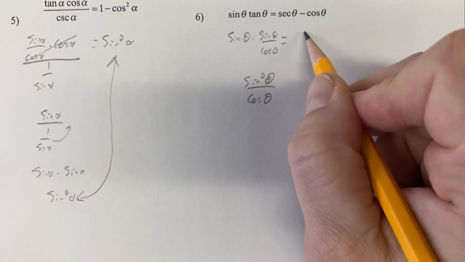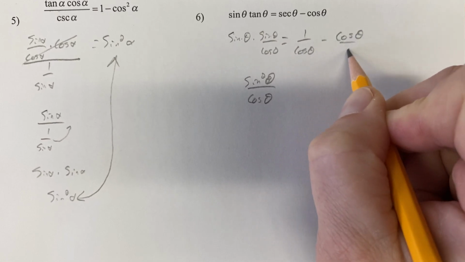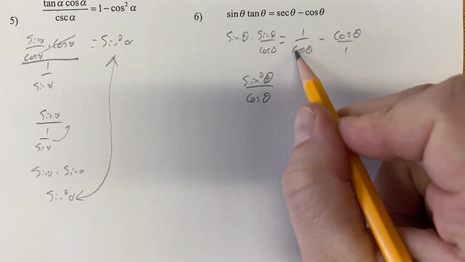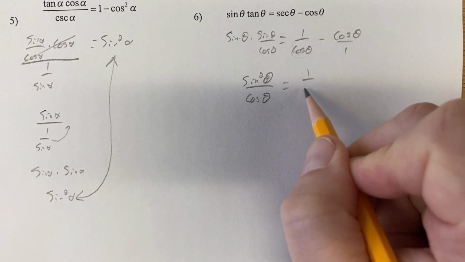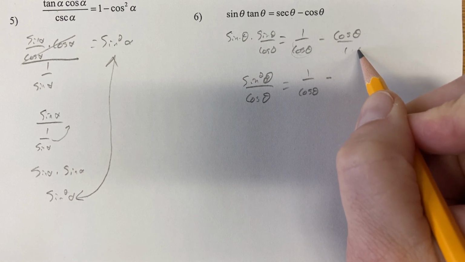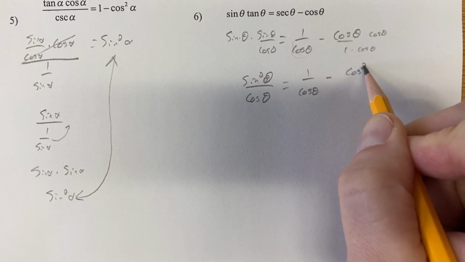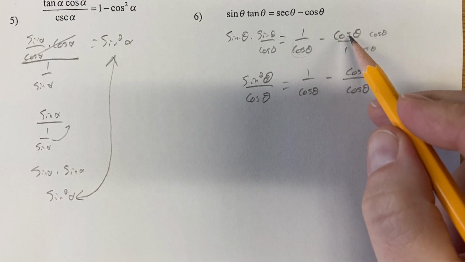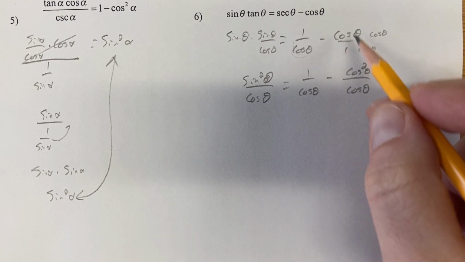So secant is 1 over cosine minus cosine. All right, so you can see we don't have a common denominator, so we need that common denominator, and the common denominator is going to be cosine times 1, or just cosine. So I'm going to leave that as cosine. And over here, in order to make this denominator cosine, I need to multiply both top and bottom by cosine. That's going to create cosine squared over cosine. Okay. Notice if I canceled, I'd get right back to what I had, which I'm not going to cancel, but that's important to know that you didn't change the value here.